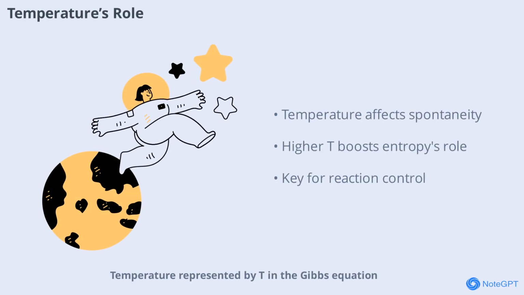Temperature, represented by T in the Gibbs equation, plays a crucial role in determining the spontaneity of a reaction. As temperature increases, the impact of entropy on the overall free energy change becomes more significant. This means that some reactions that aren't spontaneous at low temperatures can become spontaneous at higher temperatures, simply because the entropy term outweighs the enthalpy. Understanding this relationship helps chemists control reactions in the lab and in industry.